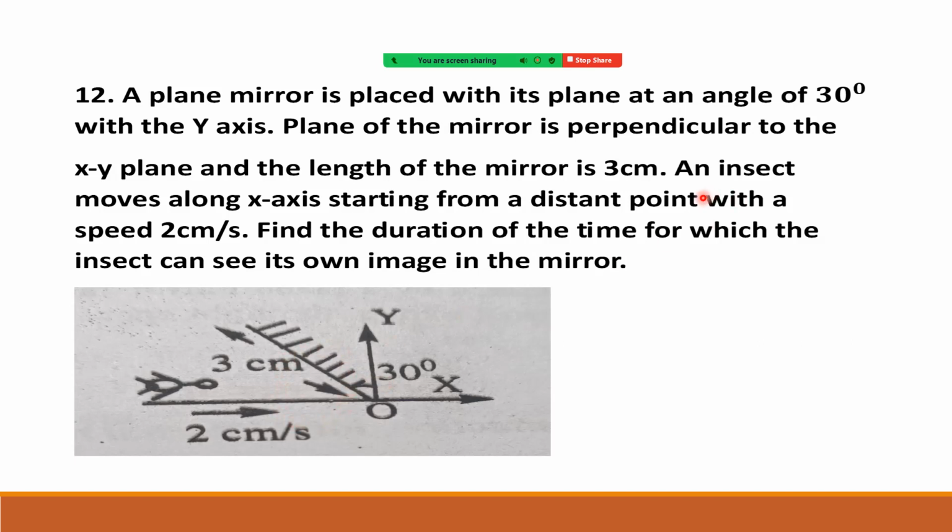Okay. Now see carefully. Length of the mirror is 3 centimeter. An insect moves along x-axis starting from a distant point with a speed 2 centimeter per second. Find the duration of the time for which the insect can see its own image in the mirror. Okay, let us see how to get it.